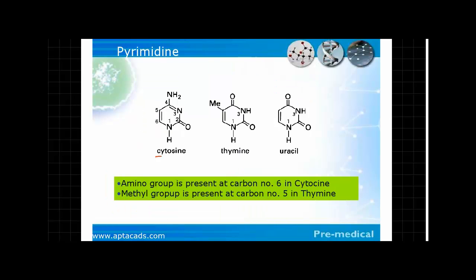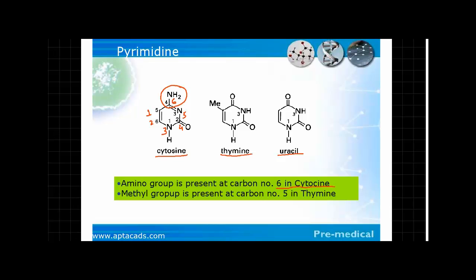Now let's talk about the pyrimidine. There are three different types of pyrimidine. One is cytosine, thymine, and uracil. Now in case of cytosine, the amino group is present at carbon number 4. This is as per the modern nomenclature. In the classical nomenclature, the numbering is done like this: 1, 2, 3, 4, 5, and 6. So as per the classical nomenclature, the amino group is present at carbon number 6.